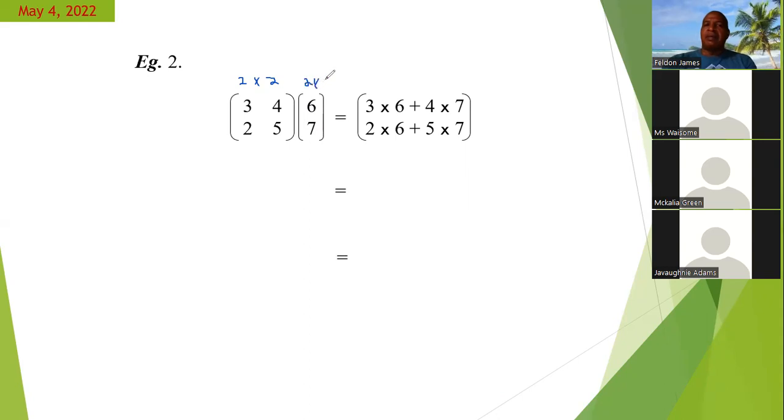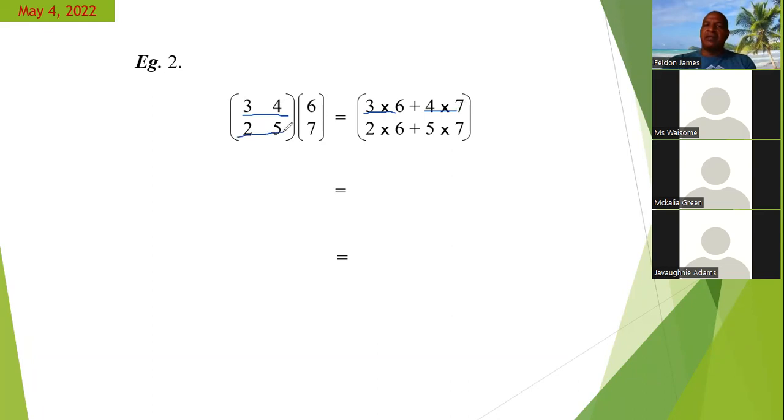Remember, if these two elements here are not the same, you can't multiply. So that condition has to be satisfied. If the number of columns in the first doesn't equal the number of rows in the second, they can't multiply. All right, so we know that they can multiply. So we use the first row with the one column. We get 3 times 6, and then 4 times 7. So that's the first row with the one column.